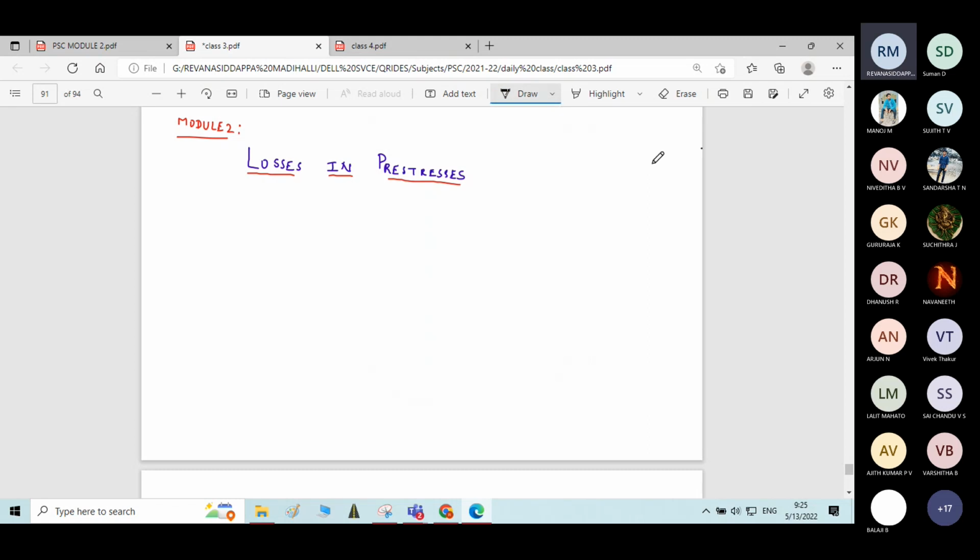Now, in Module 1, what we learned is all the basic things about the pre-stressing system. What are the different types of pre-stressing systems? The difference between pre-tensioning and post-tensioning. The difference between PSC and RCC.